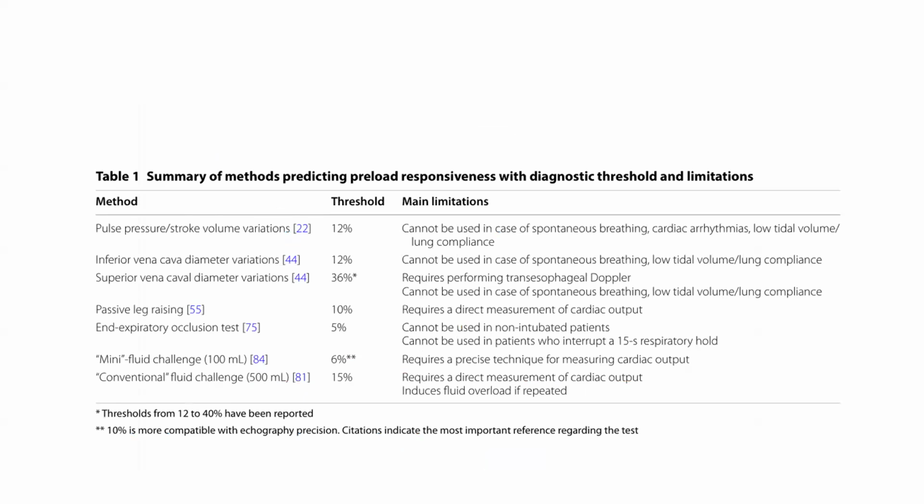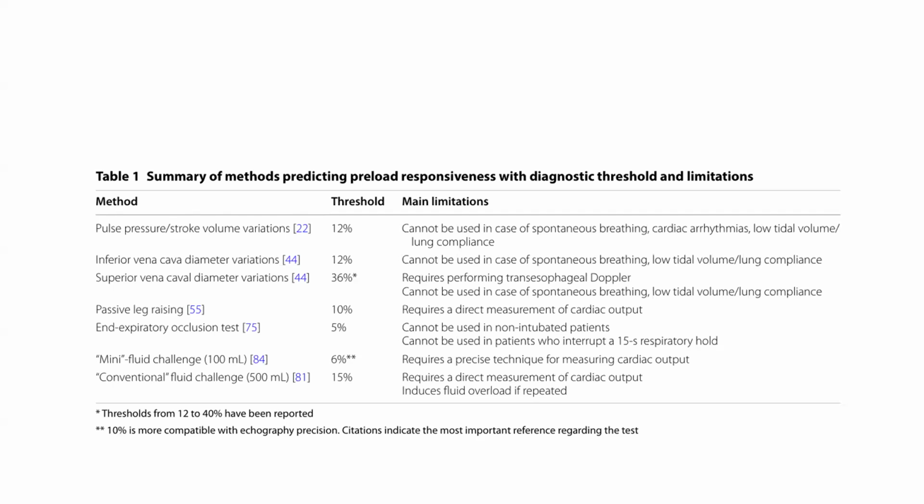Now, a summary of the methods of predicting fluid responsiveness. Pulse pressure and stroke volume variation: the main limitation is that they cannot be used in case of spontaneous breathing, cardiac arrhythmia, low tidal volume, and low lung compliance. Inferior vena cava variation cannot be used in case of spontaneous breathing, low tidal volume, and low lung compliance. Superior vena cava variation: the main limitation is that it requires performing transesophageal Doppler, and it cannot be used in spontaneous breathing, low tidal volume, and low lung compliance.